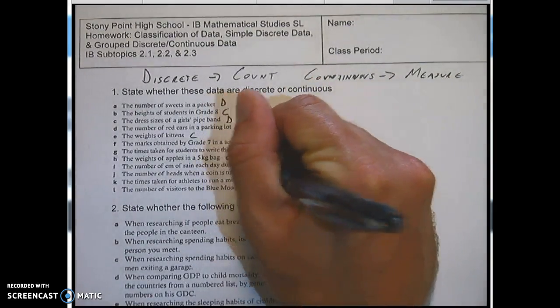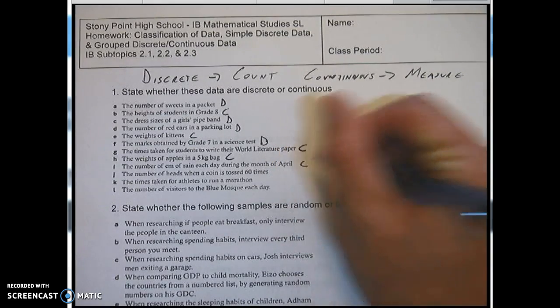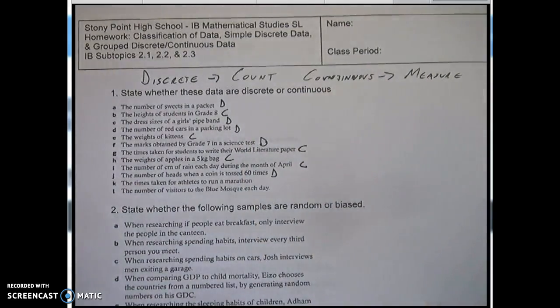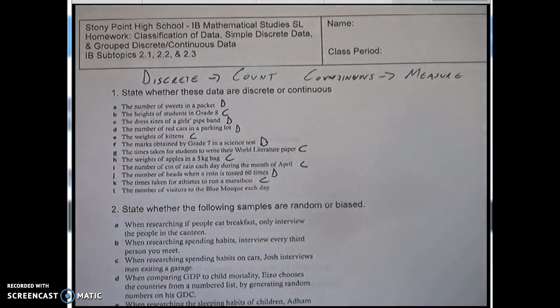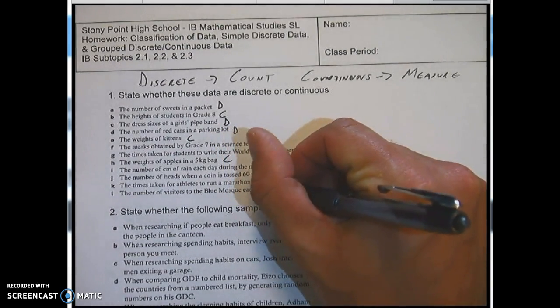Weights of apples is continuous. Number of centimeters of rain each day during the month of April. The amount of rain fallen, that's going to be continuous. Number of heads when a coin is tossed 60 times, that's discrete. The times taken for athletes to run a marathon, time is continuous. And the number of visitors to the Blue Mosque each day, we can count them, that is discrete.